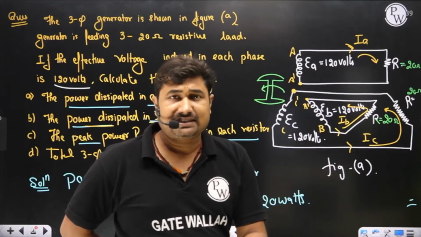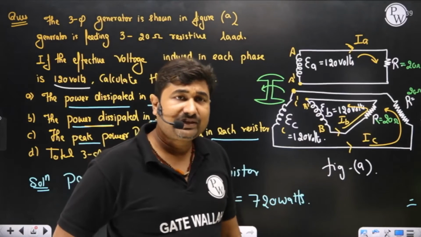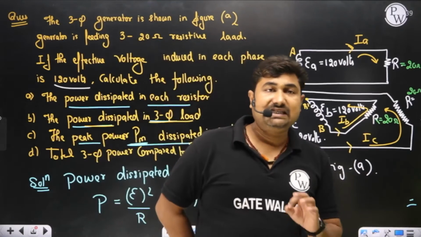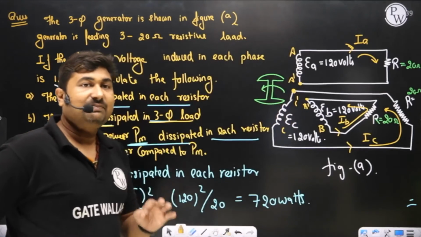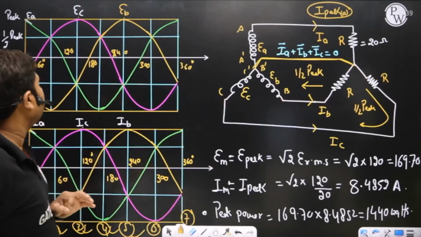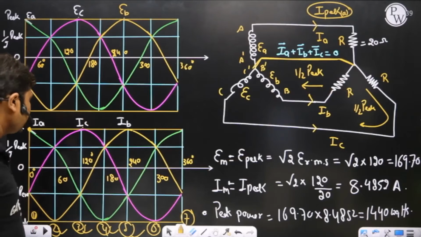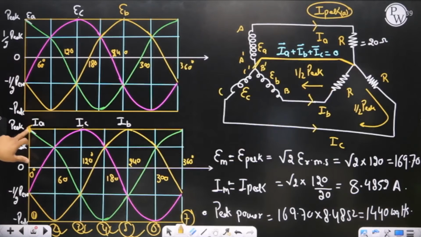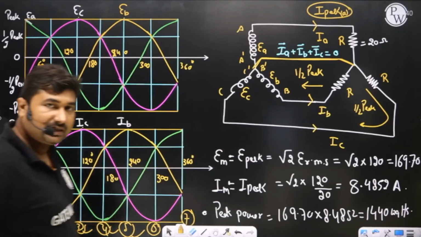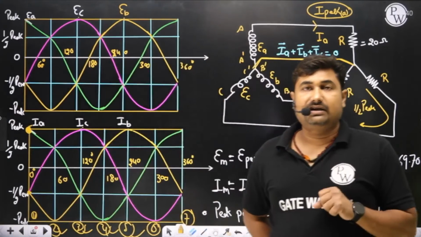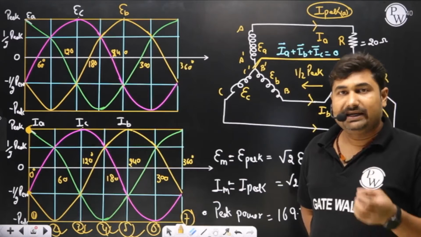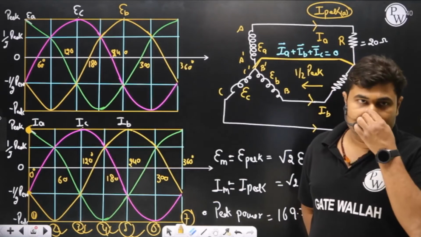If we have a three-phase system, the current IA plus IB plus IC at any instant is equal to 0. See, if you are observing at instant 1, what is the current IA? At this particular time, IA is equal to the peak value, but IB and IC at this time are minus half of the peak. So what is the net current? Plus peak, minus half of the peak, minus half of the peak. So the net is 0.